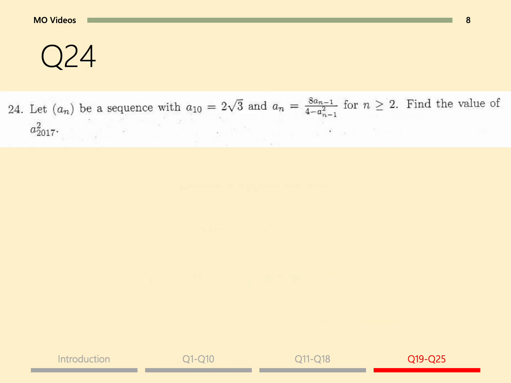In question 24, we're tasked with brute force. So given the recursion, we can find A11 to be minus 2 root 3, A12 to be 2 root 3, and so the sequence is actually periodic with period 2. Therefore, we can conclude that A2017 is minus 2 root 3, which gives the answer to be 12.